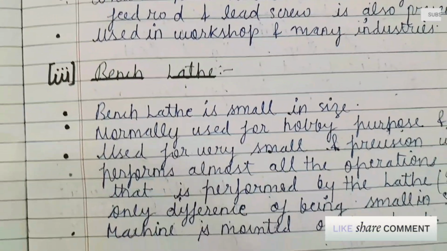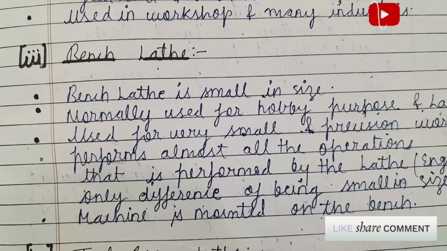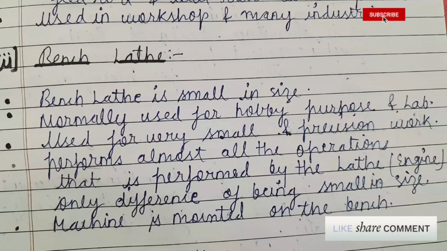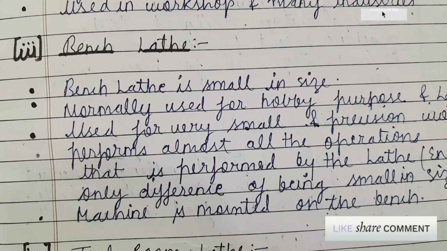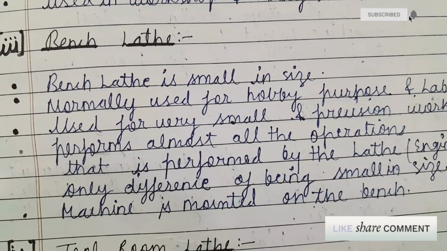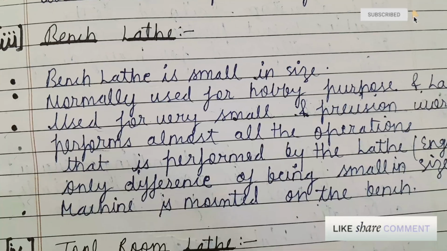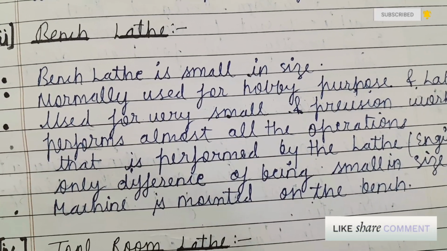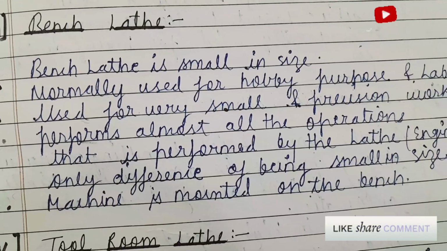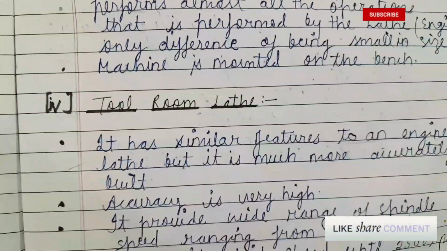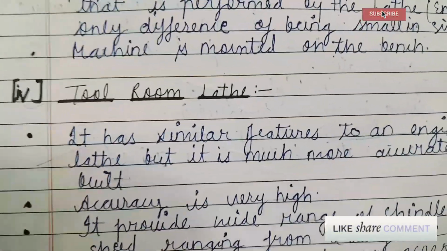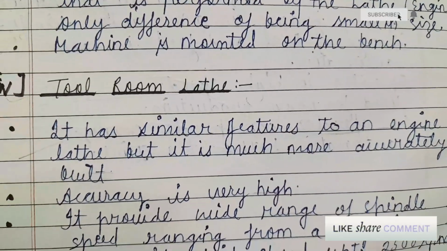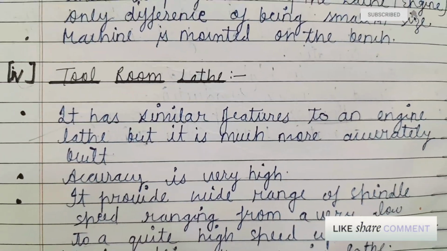Bench lathe. It is small in size, normally used for hobby purposes and laboratories. Used for very small and precision work. Performs almost all the operations that are performed by the engine lathe. The only difference is that it is small in size. The machine is mounted on a bench. And the next type of lathe is the tool room lathe. It has similar features to the engine lathe, but it is much more accurately built.